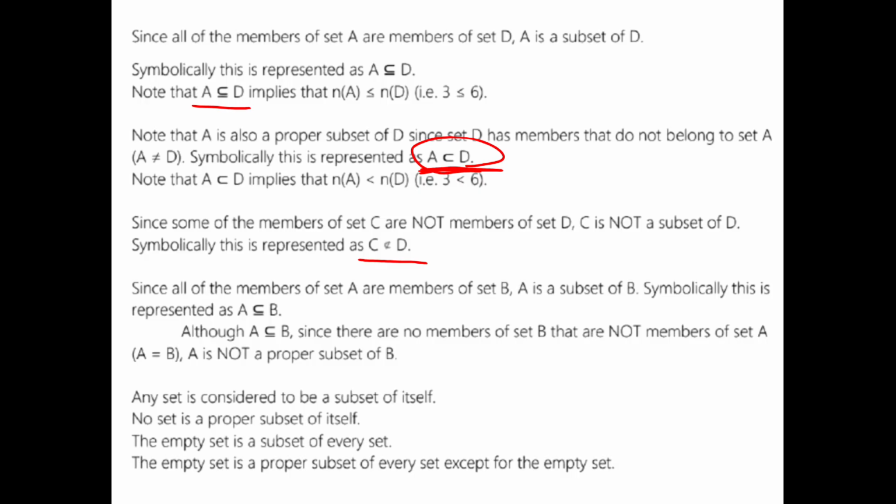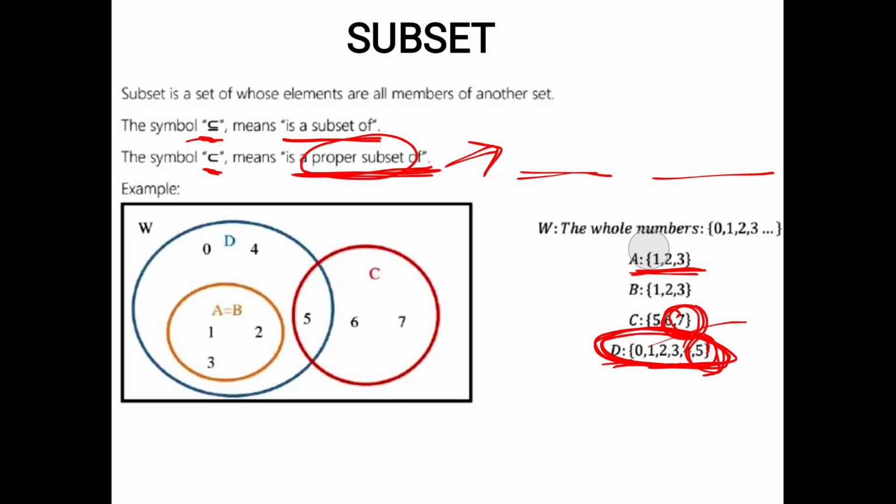Since all of the members of set A are members of set B, A is a subset of B. Symbolically, this is represented as A ⊆ B. So makita na to na same an ilaha value. We have 1, 2, 3, 1, 2, 3.